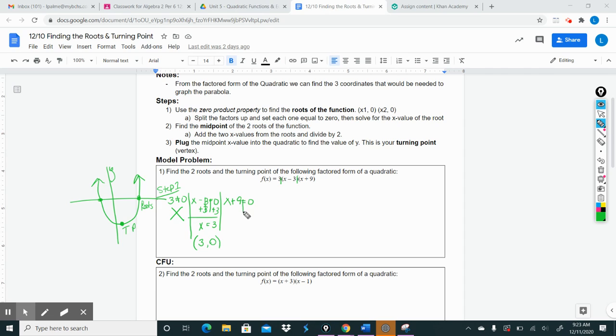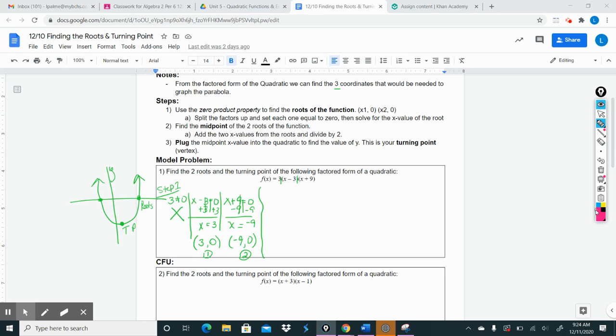When we solve the next equation, we subtract 9 from both sides. We get x equals 0 minus 9, which is negative 9. So our second root is negative 9, comma 0. So far, out of the 3 coordinates that we need, we have our first coordinate and our second coordinate. We just have to find the turning point now.